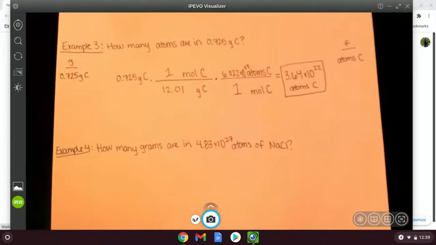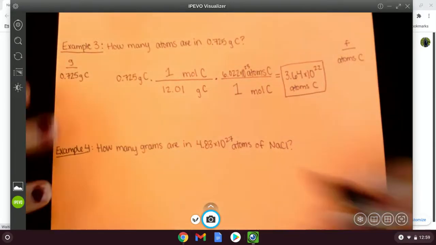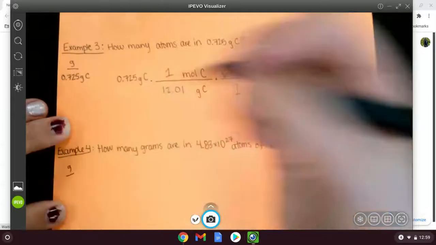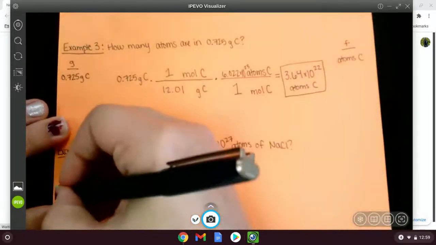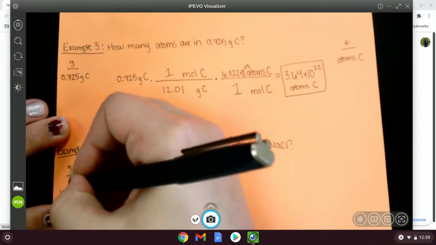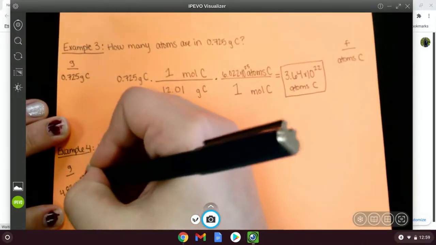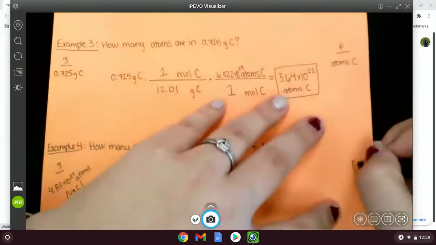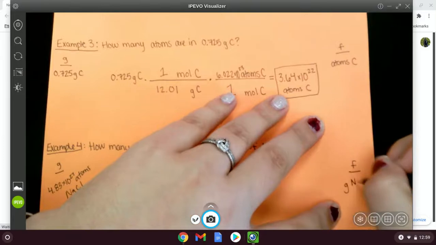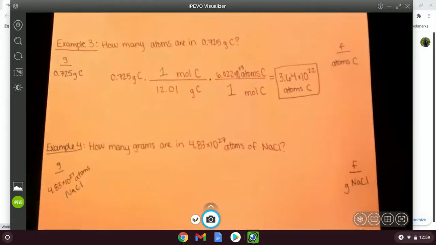Our last problem: how many grams are in 4.83 times 10 to the 27th atoms of sodium chloride? Again, I'm going to start with my given and find, because it just makes my life a lot easier. So given to me is 4.83 times 10 to the 27th atoms of NaCl, and we're trying to find grams of NaCl. So again, we've got another two-stepper.